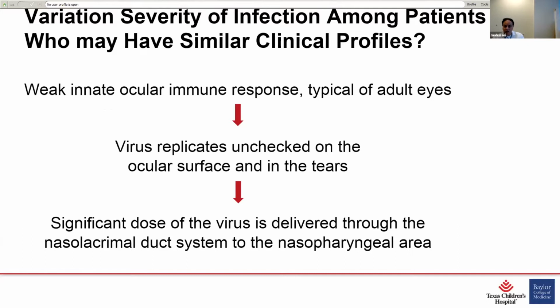If the eye gets involved because of the weak innate immune response typical for adult border eyes, the virus would replicate unchecked on the ocular surface, tears, and then deliver a large amount of virus through the tear duct system into the nasopharynx, challenging the natural immunity and leading to severe disease. This is not going to happen in children because they have a better immune response in their eyes. It's not going to happen in some patients in less developed border countries, because their eyes are not immune privileged for the most part because of the trachoma.